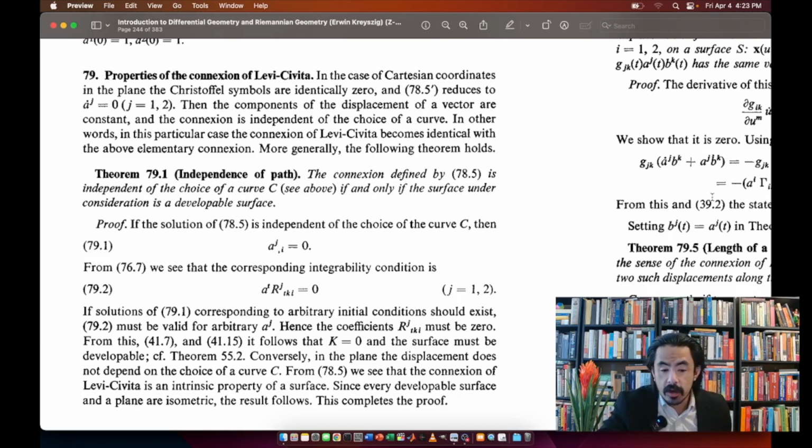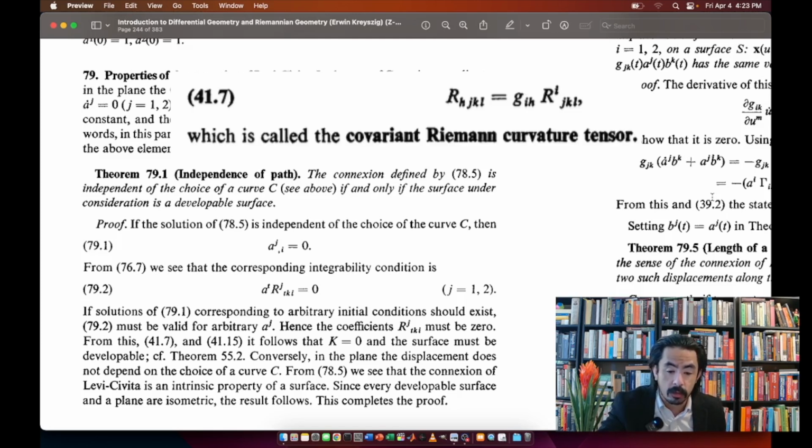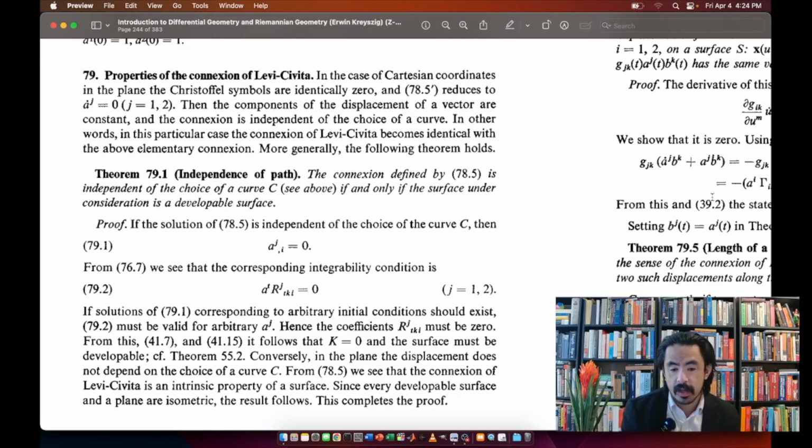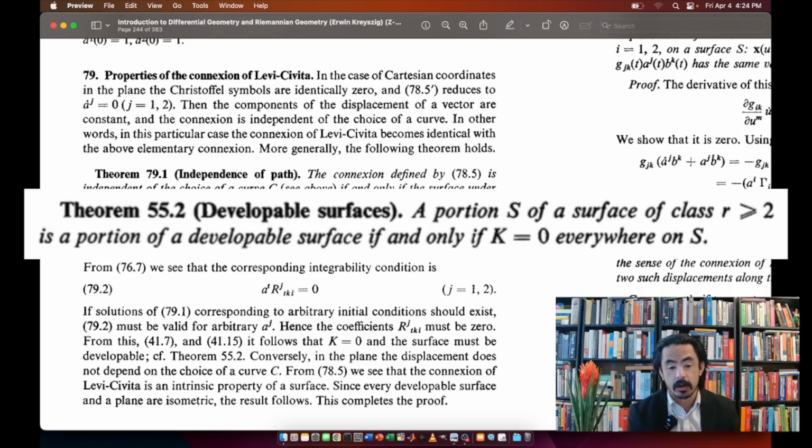If solutions of the above relation 79.1 corresponding to arbitrary initial conditions should exist, then the above expression 79.2 must be valid for arbitrary a superscript j. Hence, the coefficients of the tensor capital R superscript j sub tki must be 0. From this, as well as from relations 41.7 and 41.15, which I'll put on the screen right now, it follows that capital K equals 0, that's Gaussian curvature is equal to 0, and the surface must be developable, for which refer back to theorem 55.2.